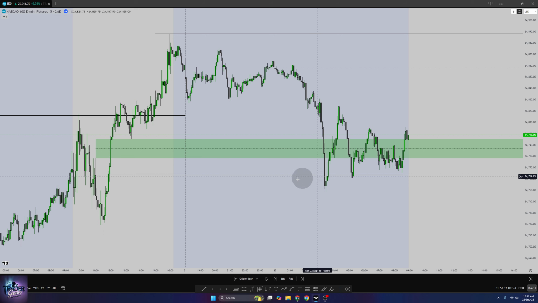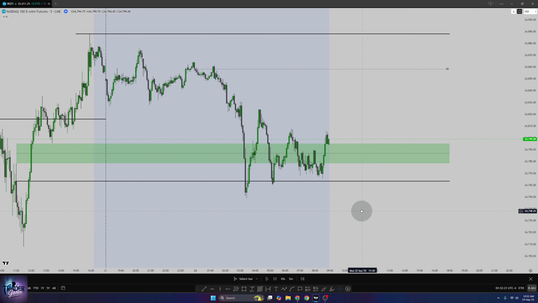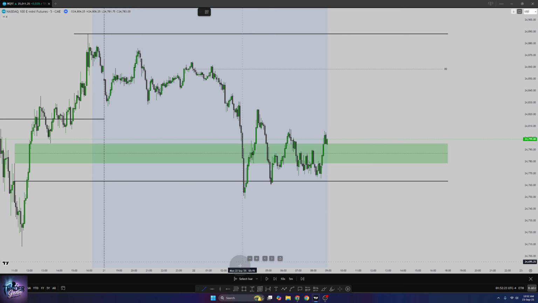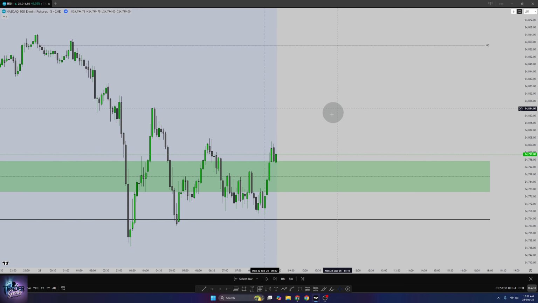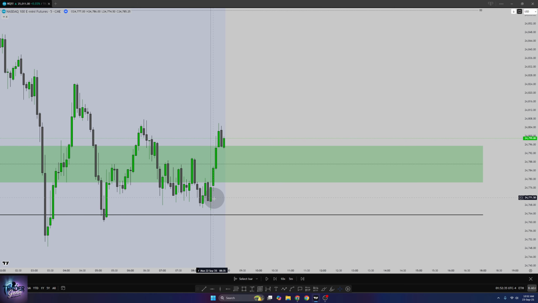Price tapped the order block, and we are in the hourly fair value gap. We can also see some 5 minute fair value gaps as well. Let's mark the 8:30 open. Okay, this is the 8:30 open. So we are below the 8:30 open.